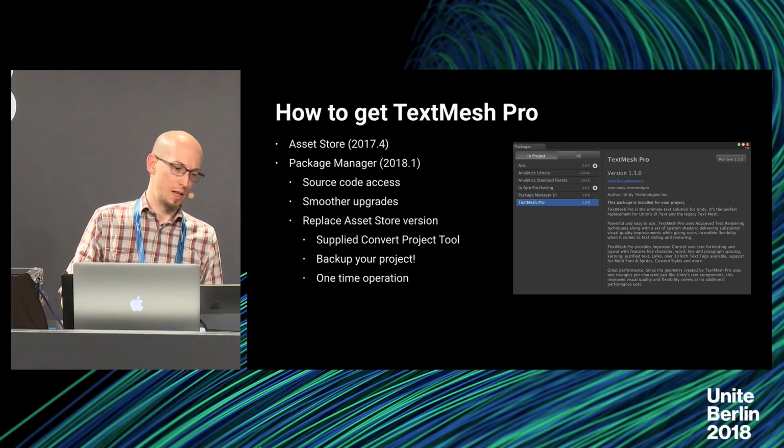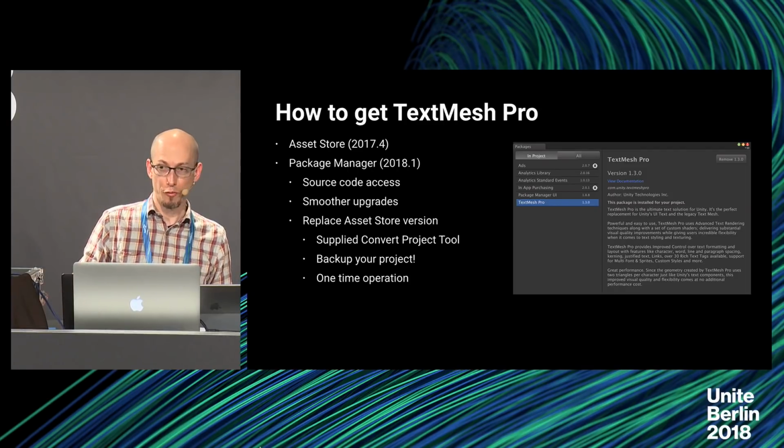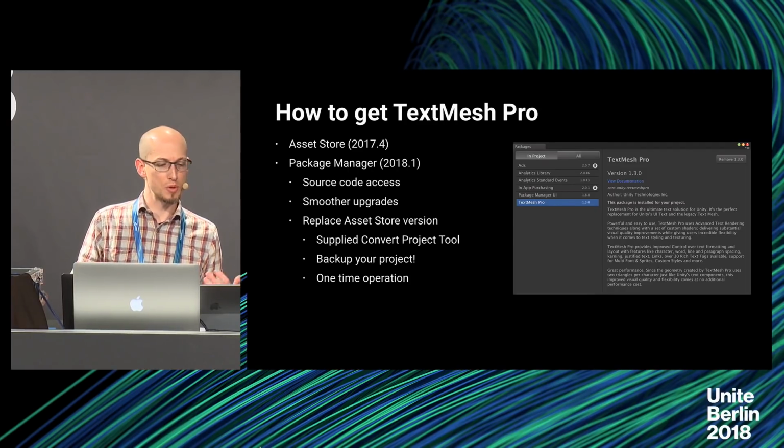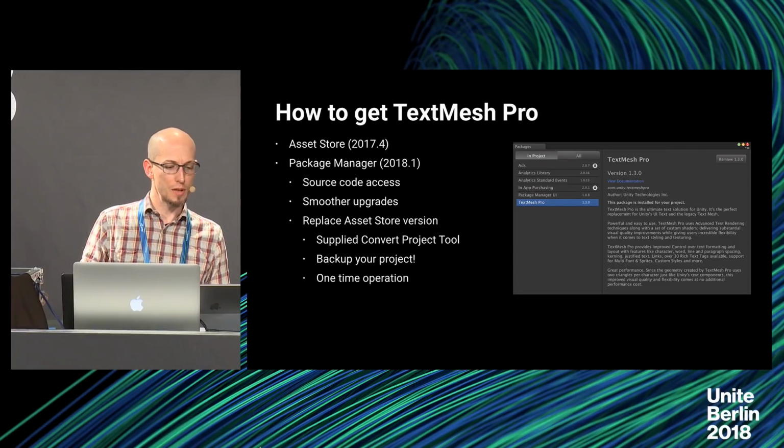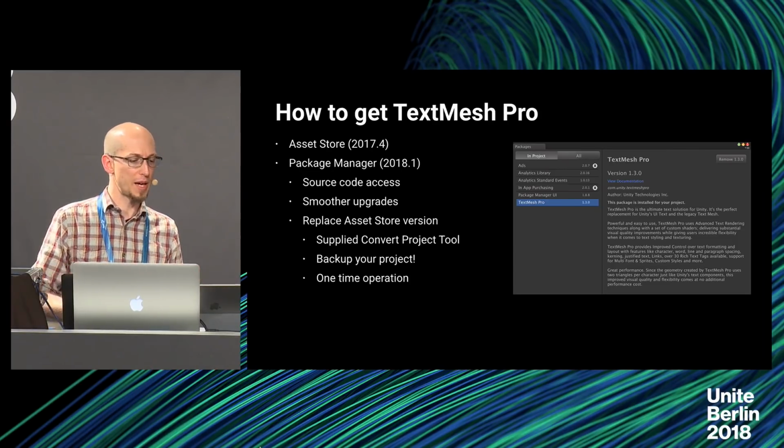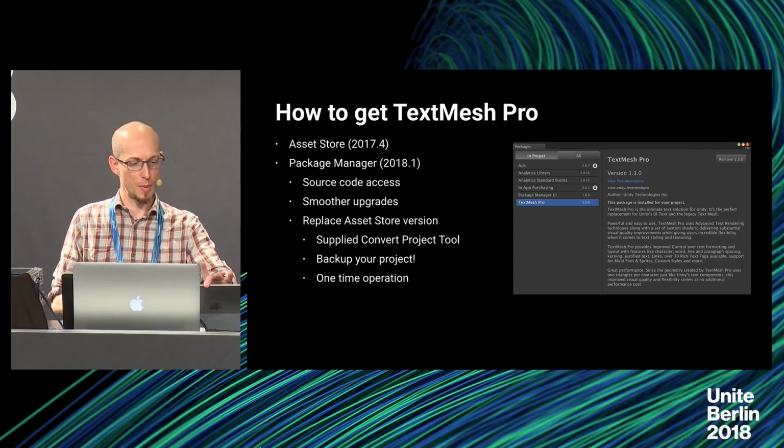How to get it? Right now, you can download TextMesh Pro for free on the Asset Store. And if you're using Unity 2018.1 and over, you can simply install it via the Unity Package Manager, which you've probably heard about.